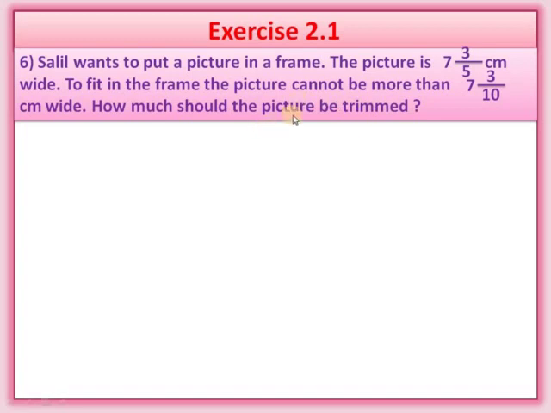Okay, so how much will the picture be trimmed? So what we have to do? We will subtract 7 3/5 minus 7 3/10. Okay, so first we are going to convert into simple fractions. You know very well. Okay, so 7 fives are 35 plus 3, 38/5.